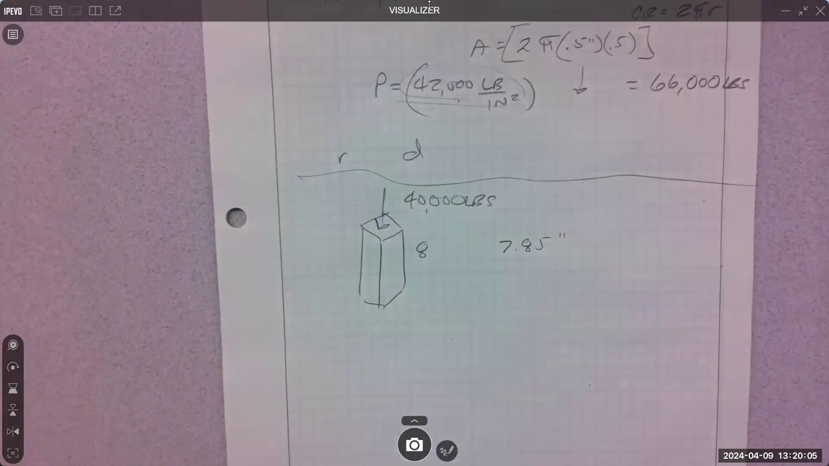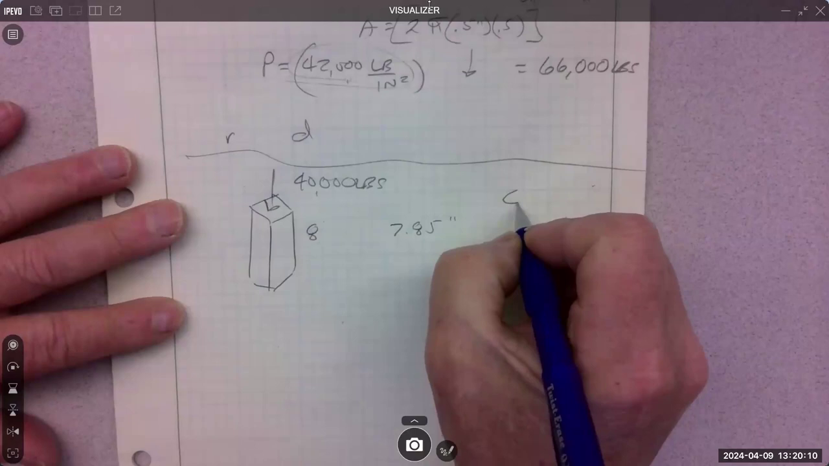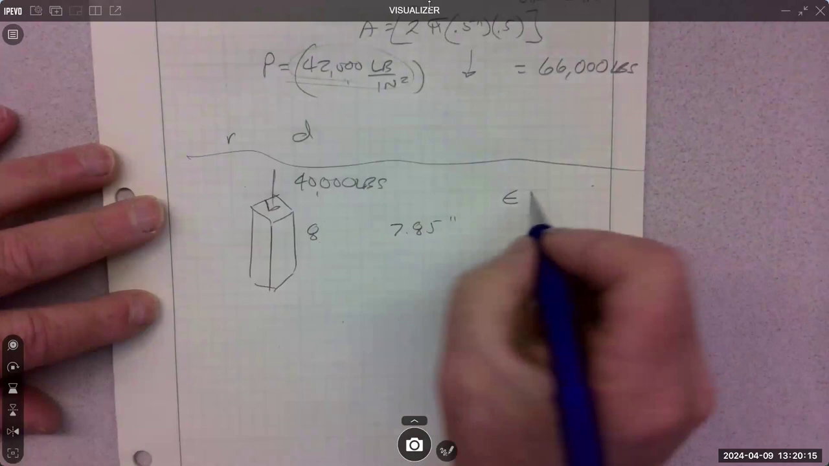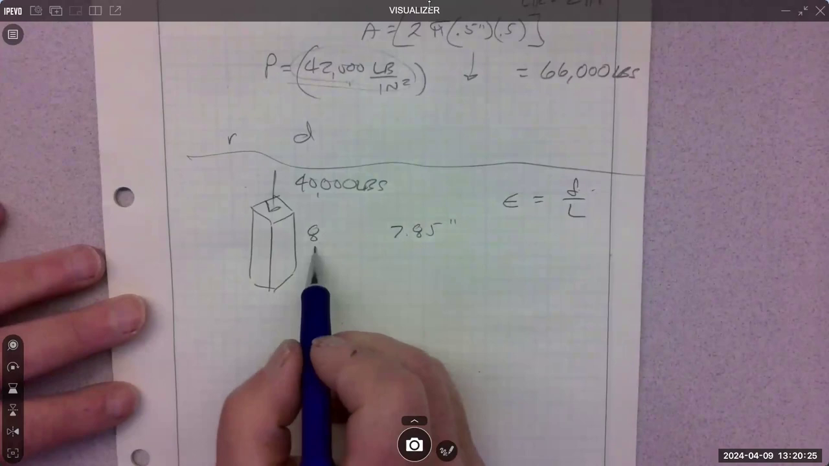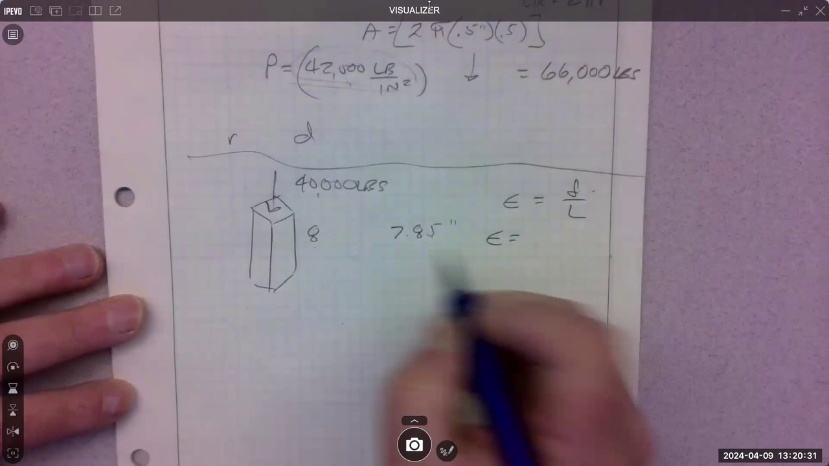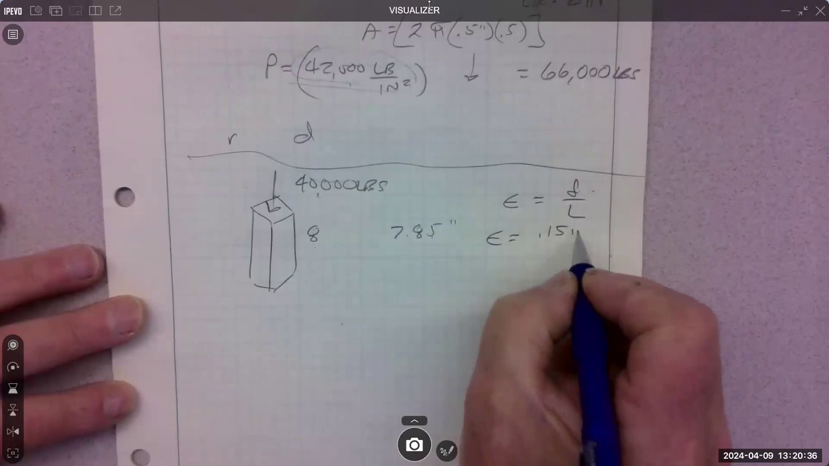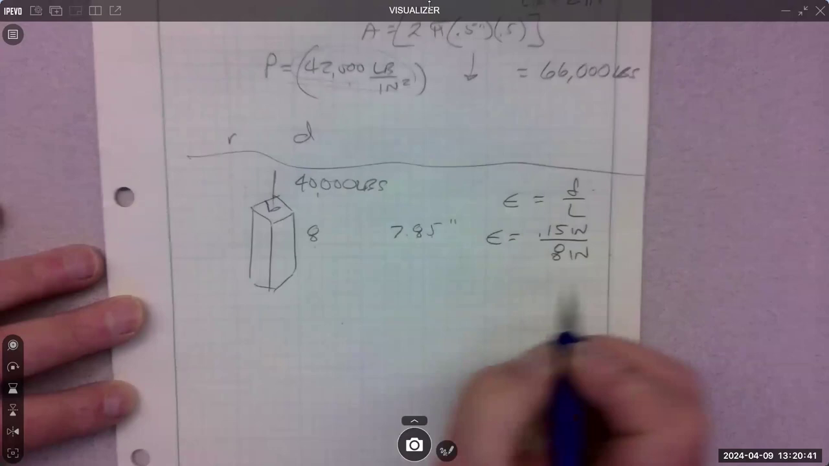So strain was this thing, epsilon. What did it equal? Delta over L, and what's delta? Deformation, how much it changes in length. So that's the difference between the 8 and the 7.85. So strain is going to be 0.15 inches. And what's the original length? 8 inches. What'd you get for strain? 0.01875.